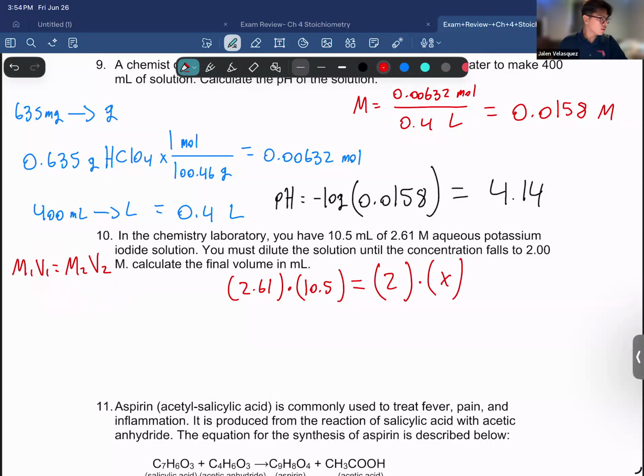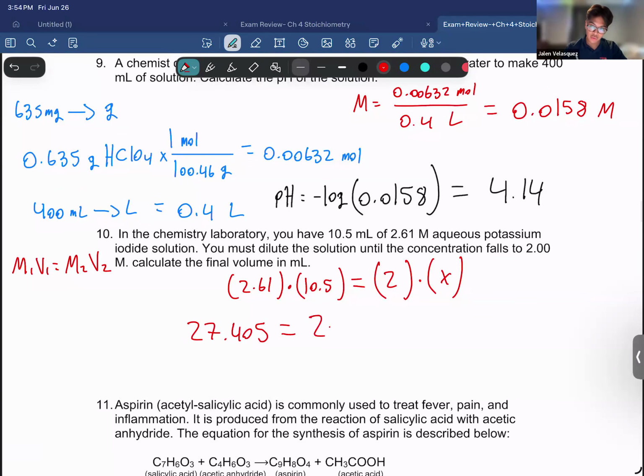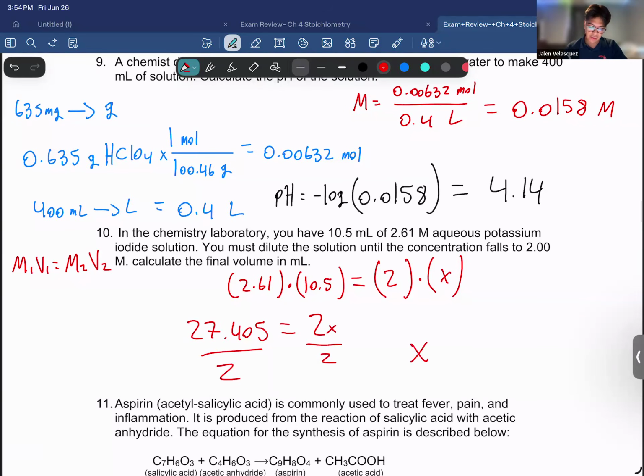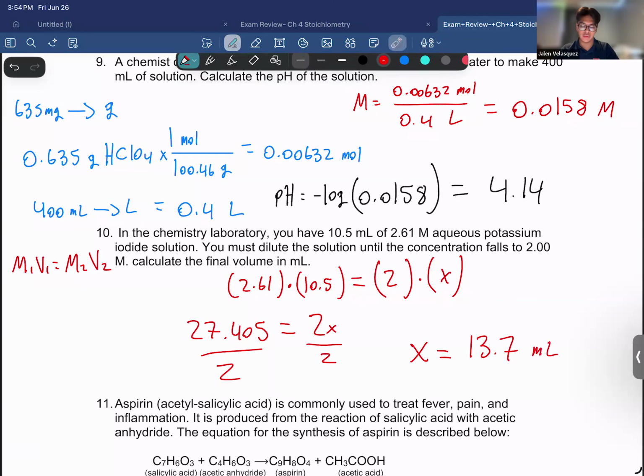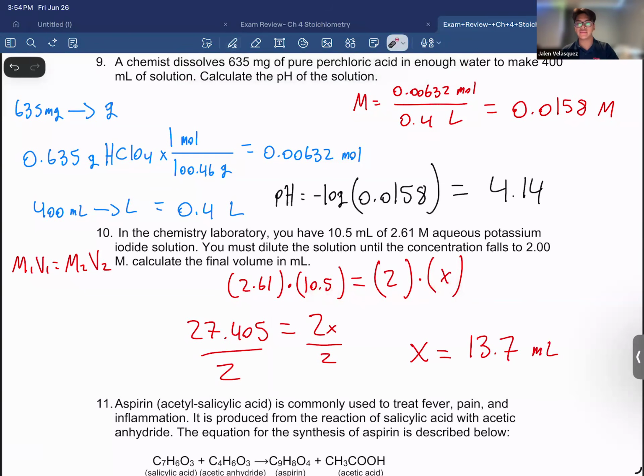So we just do some math here. 10 and a half times 2.61, you get 27.405. That's equal to 2 times x, which is 2x. And then we're solving for x, so just divide both sides by 2. You'll get x is equal to 13.7, and it's milliliters, right? Because we used milliliters on this side. It's got to be the same here.